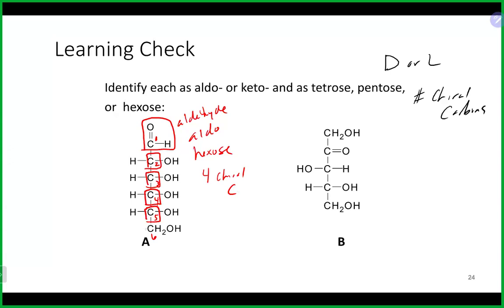And here we're going to look at the very last chiral carbon from the group up on top. And we look at where our OH is hanging out, and we're going to get a D in this case. Any questions on any of those there? Take a look on the right.